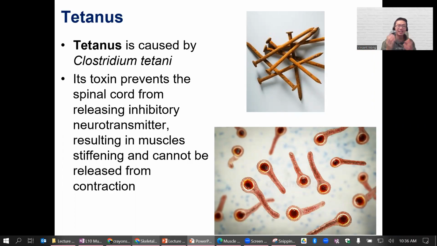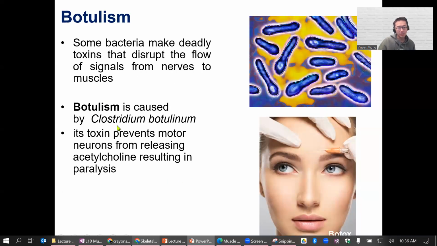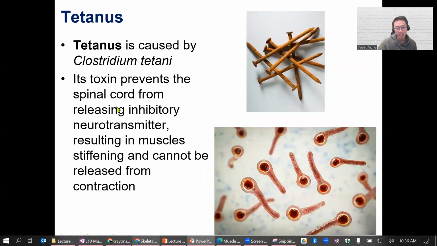Anyway, another one is called tetanus, which you might have heard of. Tetanus is caused by a bacteria that's related to botulism. They both start with the same name; they both belong to the genus Clostridium. So this is Clostridium tetani, and it produces a toxin that prevents the spinal cord from releasing inhibitory neurotransmitters.